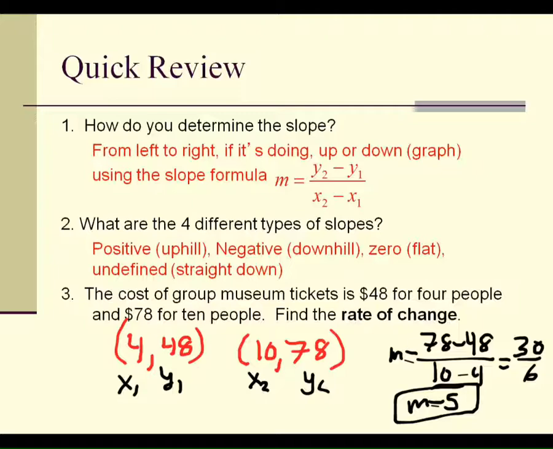That means the tickets are changing by $5 every person, right? So for example, if I had 5 people, it would have been $53, 5 more than that. If I would have had 6 people, it would have been $58, 7 people, so on. Eventually I get to 10 people, it's $78. 11 people would be $83. It's going by 5 at a constant rate. So my rate of change is $5 here. Slope and rate of change are the same thing.